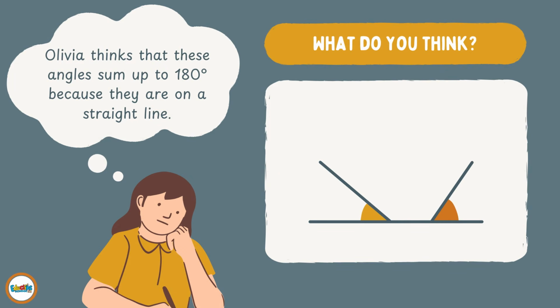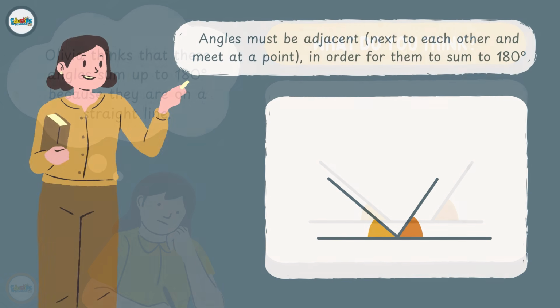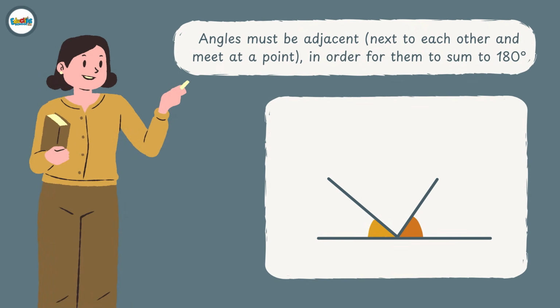Now here we have a problem and Olivia is a little bit stuck. So what do you think? Olivia thinks that these angles sum up to 180 degrees because they're on a straight line. Pause the screen if you can and have a look at the problem. What's wrong? That's right, did you spot it? Angles must be adjacent, which means next to each other, and meet at a point in order for them to sum to 180 degrees.